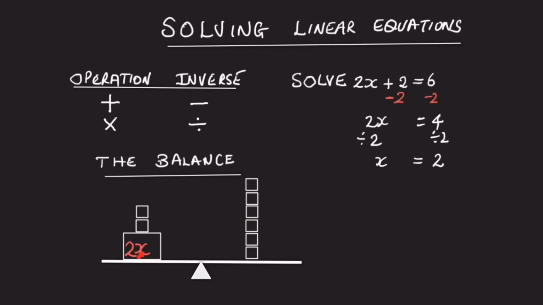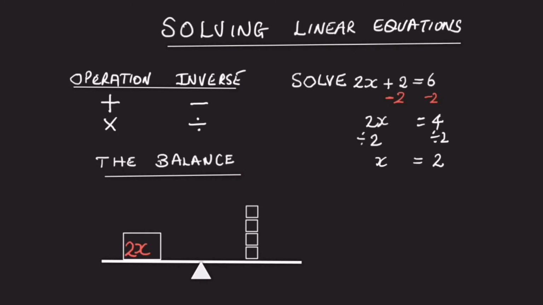If I want to find out what x is, then I'm going to have to remove these two blocks first, but not just from this side of the balance. I need to remove them from the other side of the balance as well. Okay, so let me just do that. 2 gone from there, 2 gone from there. I've taken away the 2 from both sides.